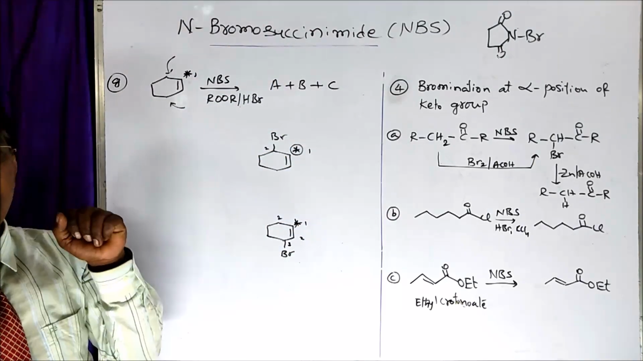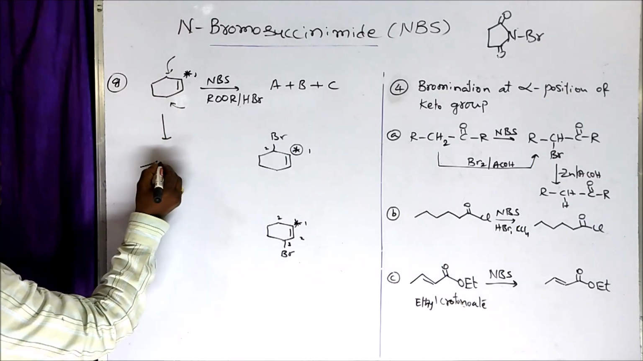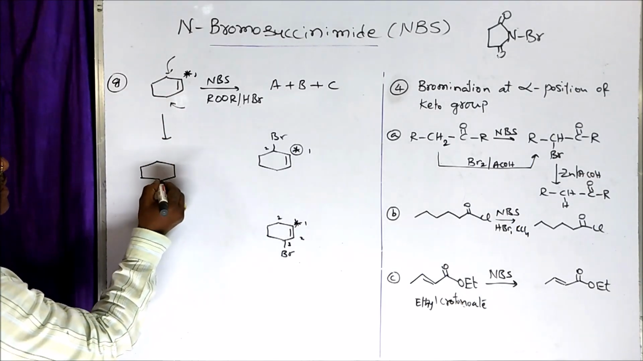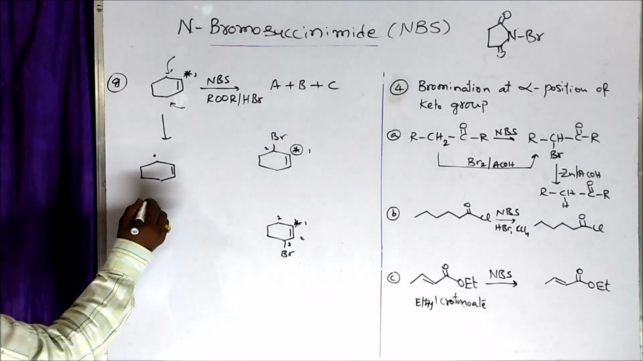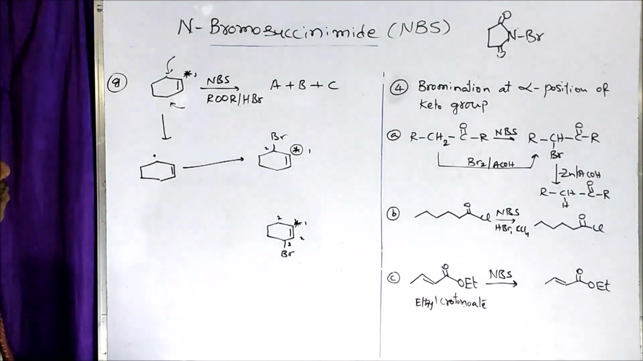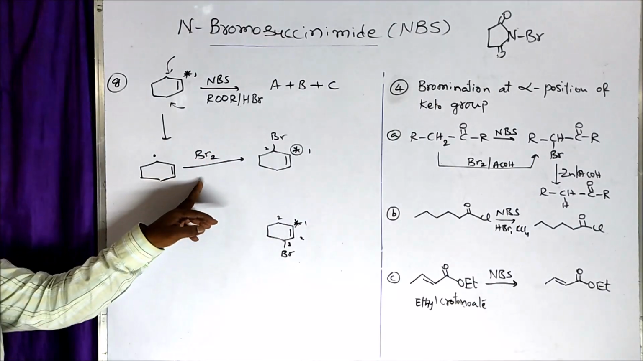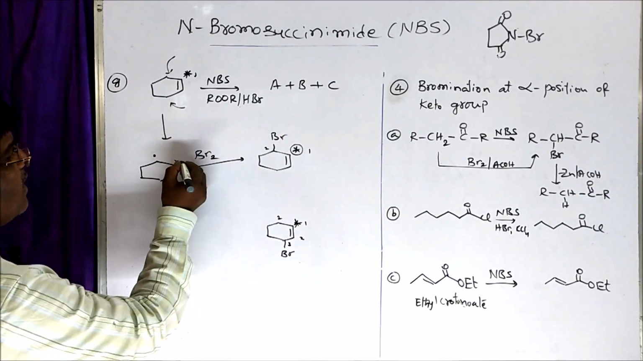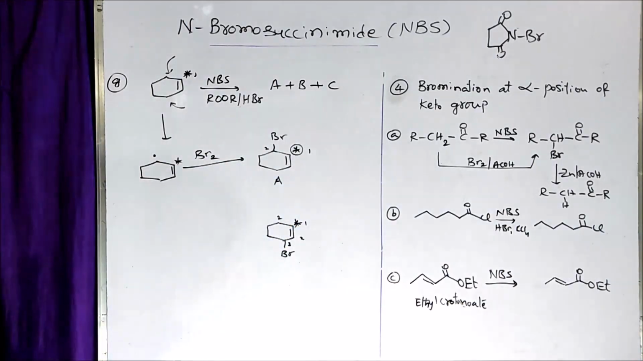Then what about C? In the mechanism, what is going to happen? Let us form the free radical first. So this is the free radical as usual. If this free radical forms here, you are going to get straight away this compound. Bromination takes place at this position. Is there any question? No. So you can get straight away this compound from this. Let us label it as A.